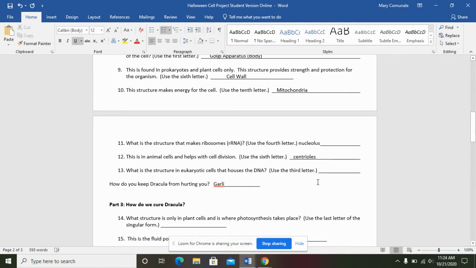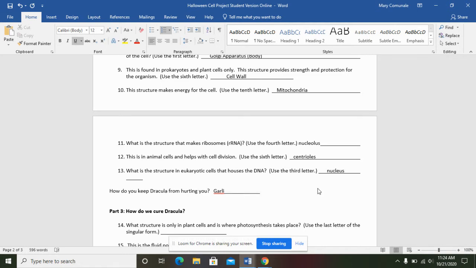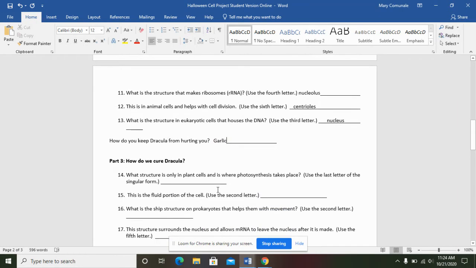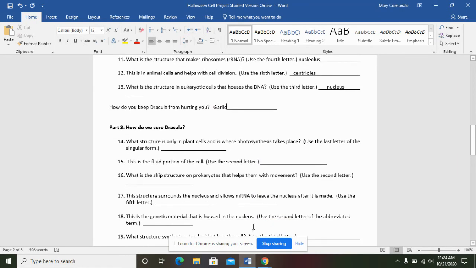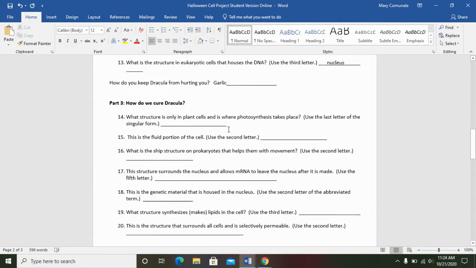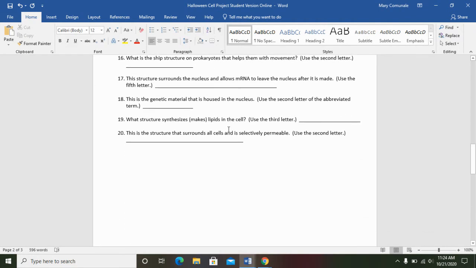And what is the structure in eukaryotic cells that houses the DNA? Well, that is the nucleus. So how do you keep Dracula from hurting you? You use garlic. And how do we cure Dracula?